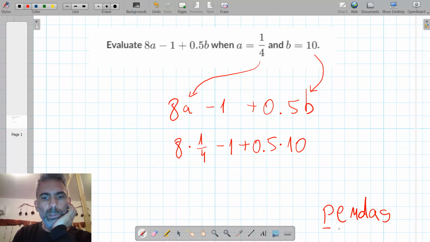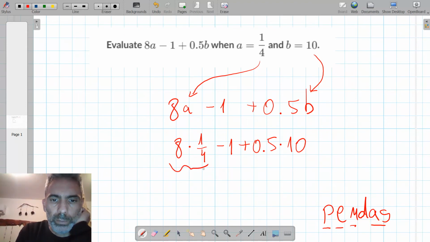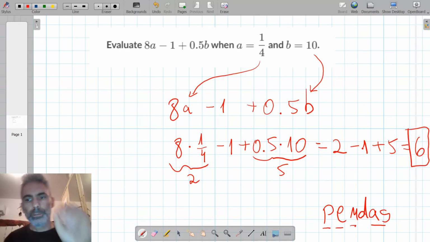We don't have parentheses, we don't have exponents, but we have multiplication, and it comes before addition and subtraction. So we need to evaluate this first. 8 times 1/4: 1/4 of 8 is 2, it's like 8 divided by 4. 0.5 is 1/2, and 1/2 of 10 is 5. So the expression is 2 minus 1 plus 5. 2 minus 1 is 1, plus 5 is 6. So the answer is 6.